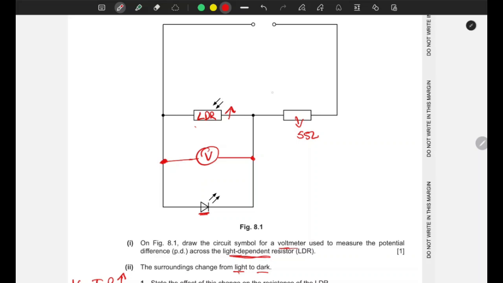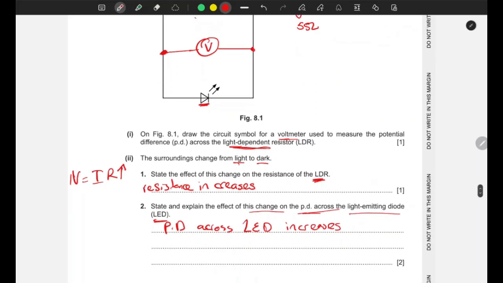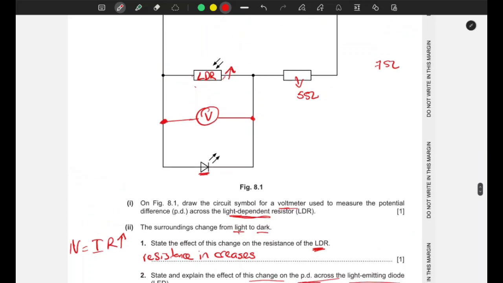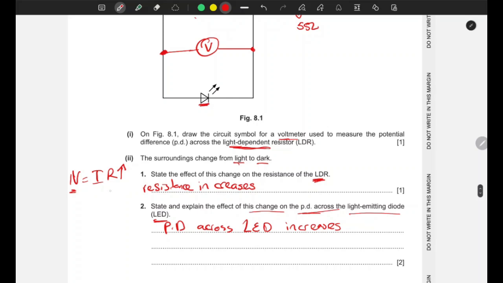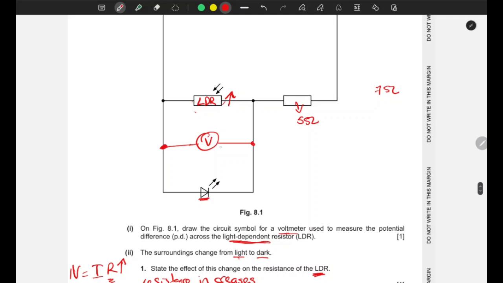So initially, if this was let's say 2 ohms, the total is 7 ohms. If this increases to like 8 ohms, the total would be 13 ohms. So the proportion of LDR increases, or how much the LDR is contributing to the total resistance increases. So because of that, as I've mentioned earlier, potential difference or voltage is directly related to resistance. So if this resistance increases, voltage also increases.